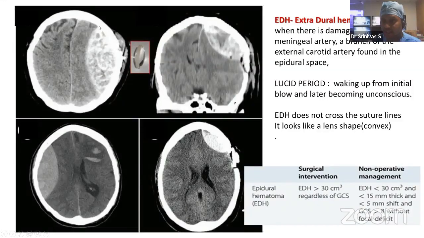Whenever a bleed doesn't cross the suture line, and if it is present in a lens-shaped structure, then you have to think of EDH, and it is an emergency situation where neurosurgery has to be brought in, and surgery has to be performed to evacuate this hematoma to save the patient.